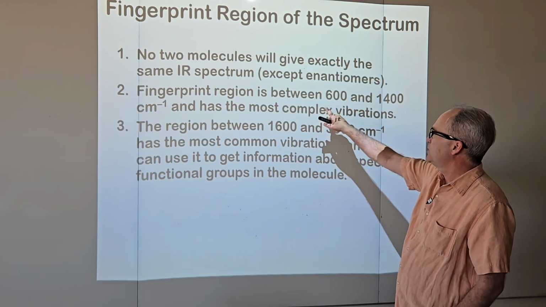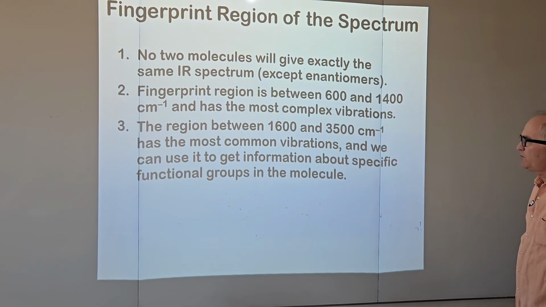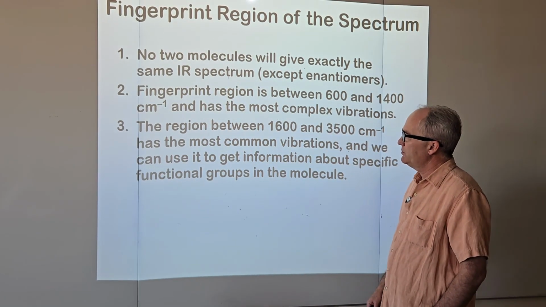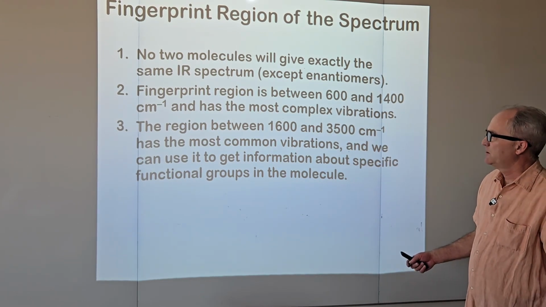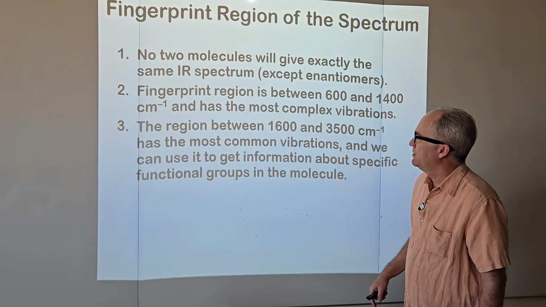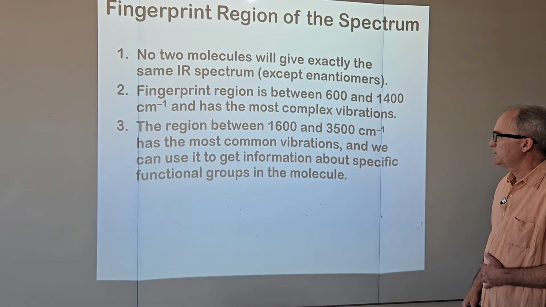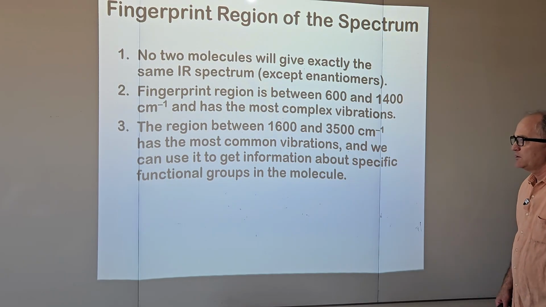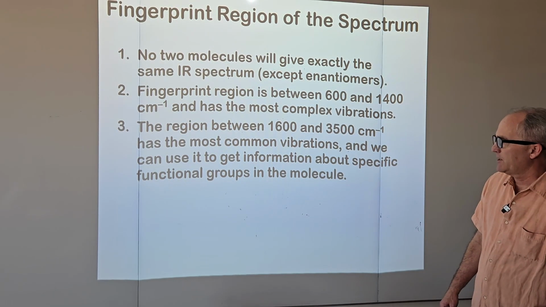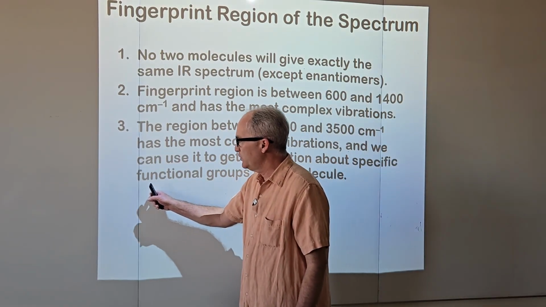The fingerprint region is in between 600 and 1400 wave numbers and is the most complex vibrationally. And the region between 1600 and 3500 reciprocal centimeters has the most common vibrations, and we can use it to get information about specific functional groups.